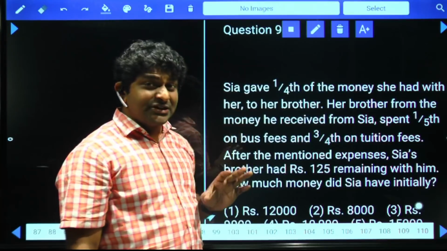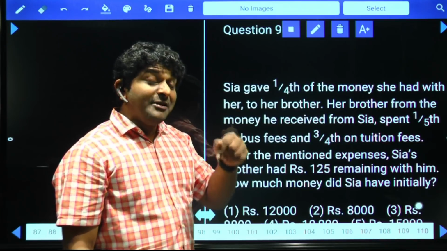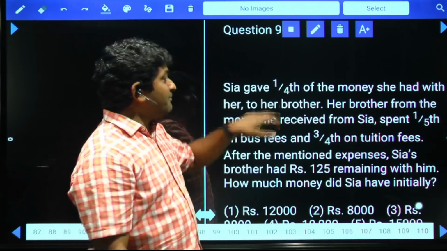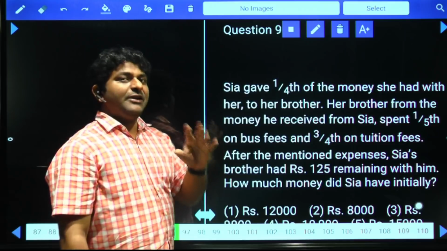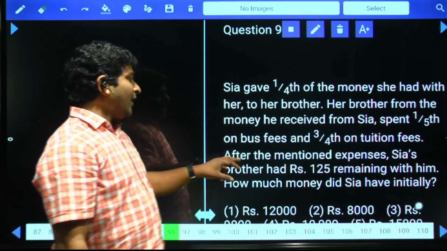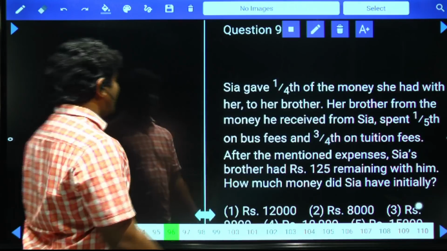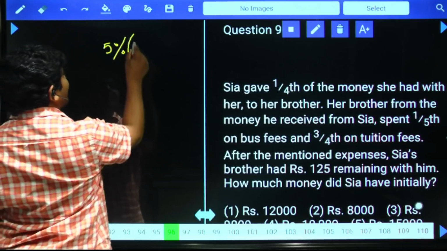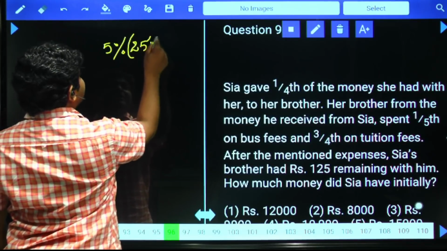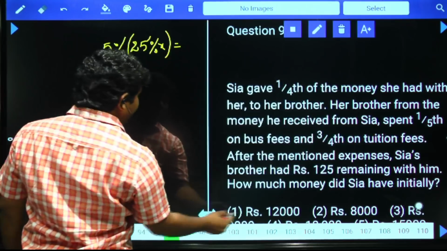Total 95% is over. Then what is remaining? 5%. 5% of money received by brother. Brother received how much? 25%. Out of 25%, 5% is left. And after all the mentioned expenses, Sia's brother had 125 rupees remaining with him. So that is equal to 5% of 25% of X is equal to 125.